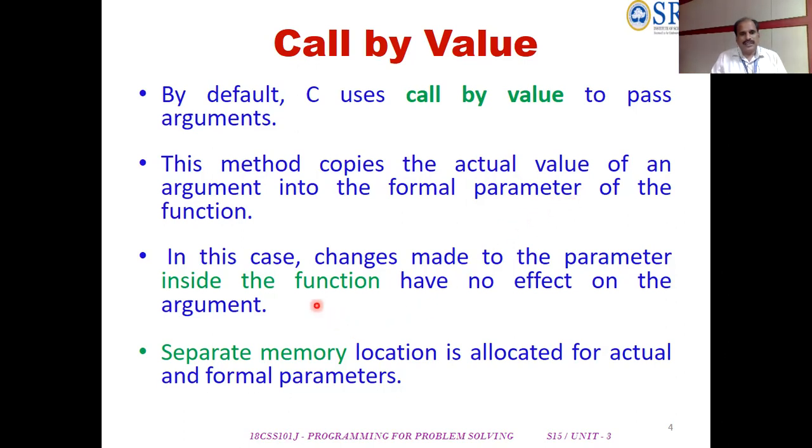If there are any changes made in the called function, they will not get reflected in the calling function. That is, if there are any changes made in the formal parameter, they won't get reflected in the actual parameter. Here, separate memory locations are allocated for the actual and formal parameters.